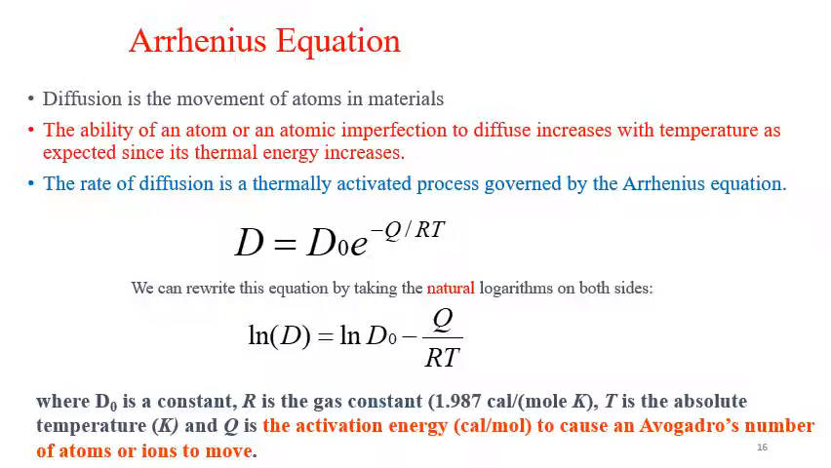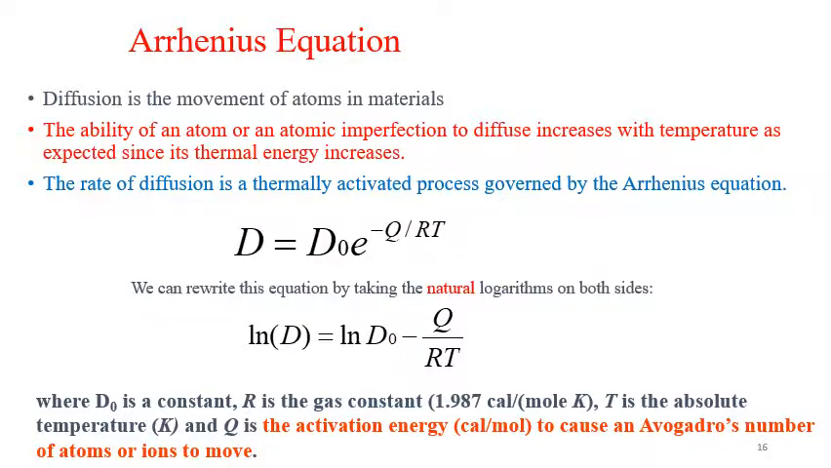So we use the Arrhenius equation, where D is equal to D0 e raised to minus Q by RT. Q is the activation energy, R is the universal gas constant, T is the temperature in Kelvin, D0 is again a constant, and D is the diffusivity. Taking the logarithm on both sides, we can write ln D equals ln D0 minus Q by RT.